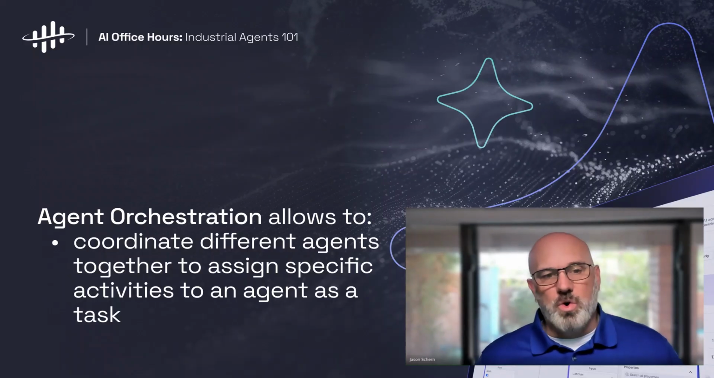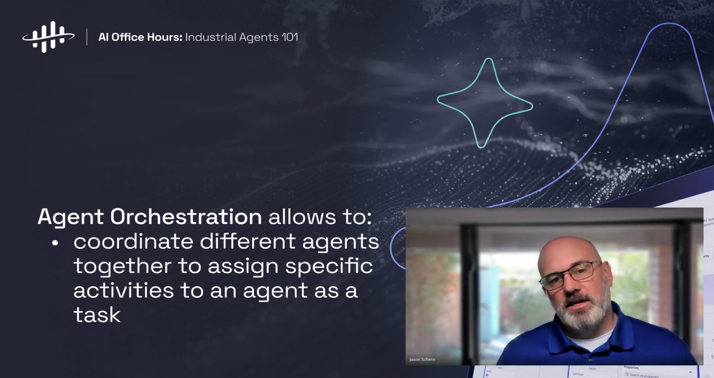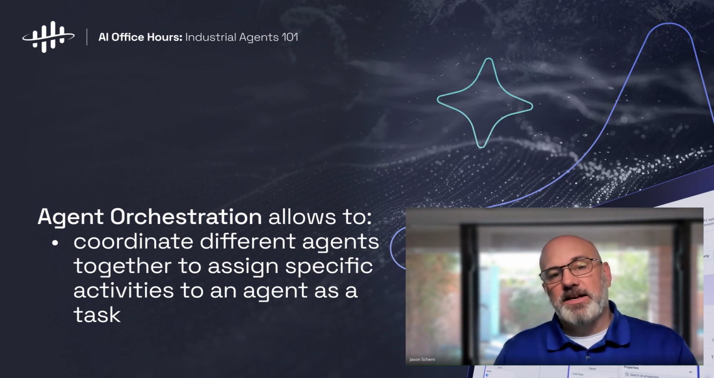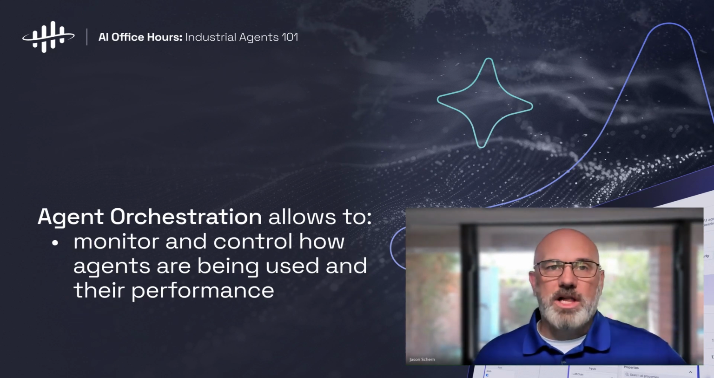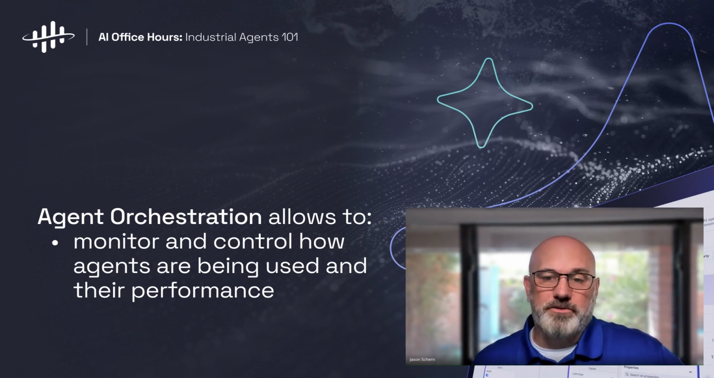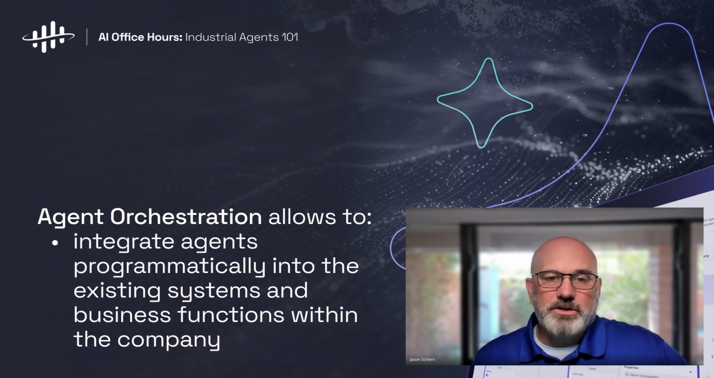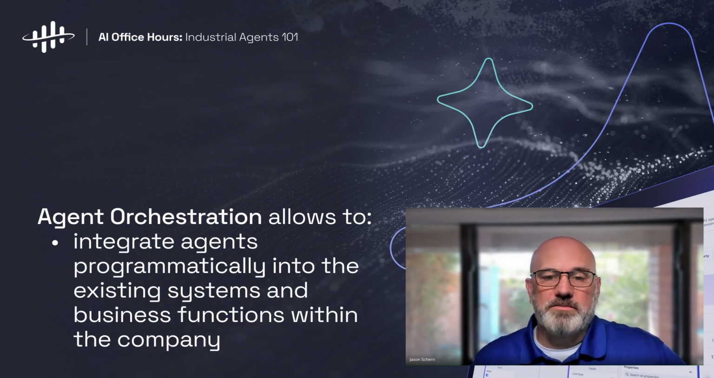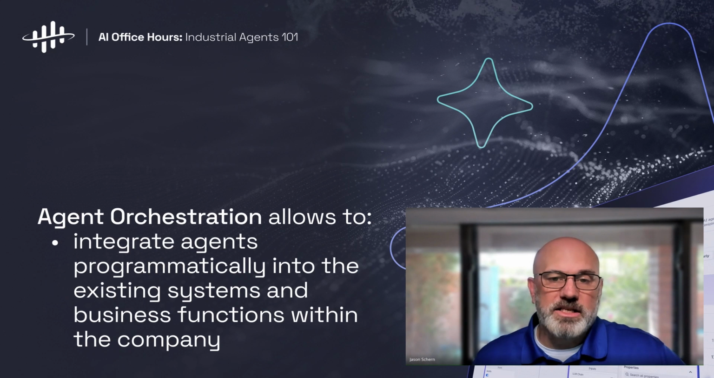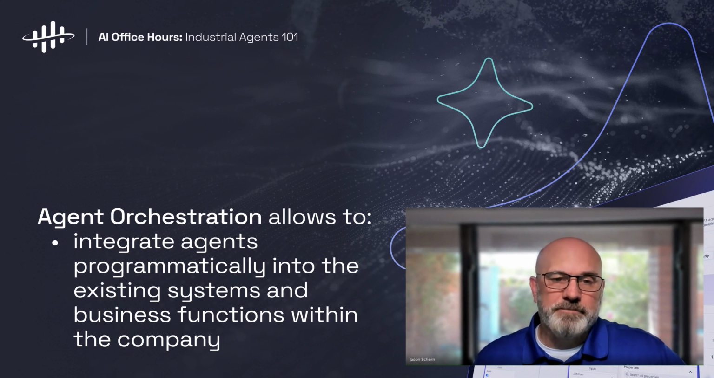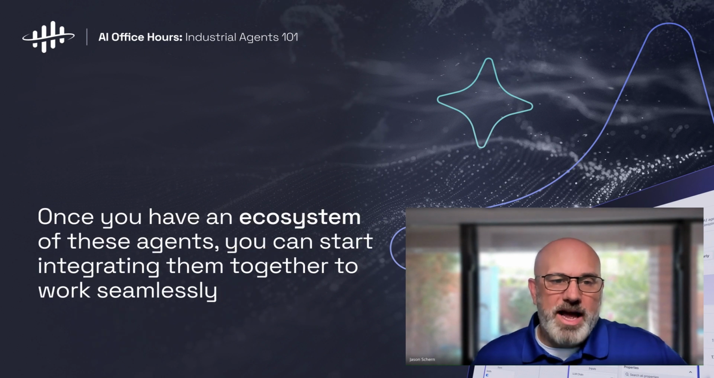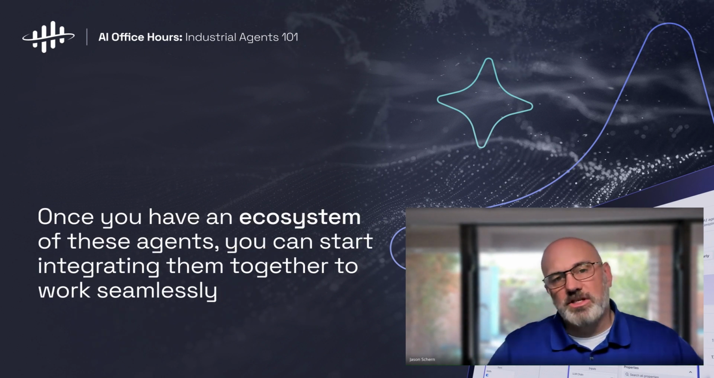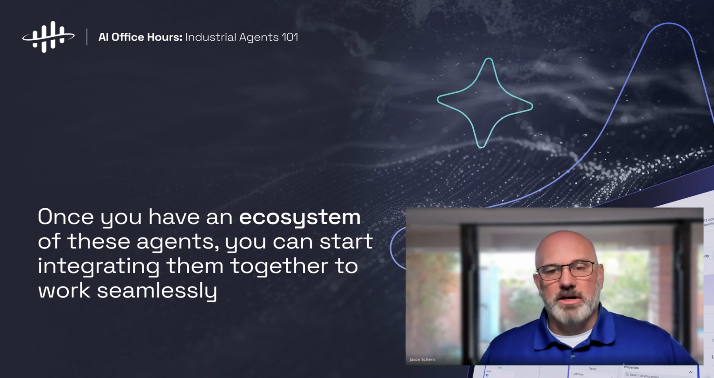It allows me to coordinate different agents together, to assign specific activities to an agent as a task. It allows me to monitor and control how these agents are being used and their performance, and then allows me to integrate them programmatically into the rest of my existing systems and business functions within the company. And so once you have an ecosystem of these agents, you can start integrating them together to work seamlessly.